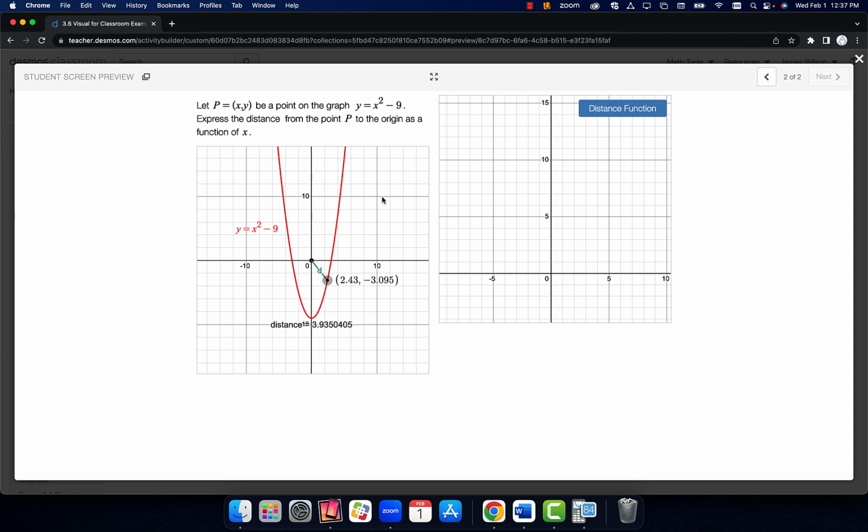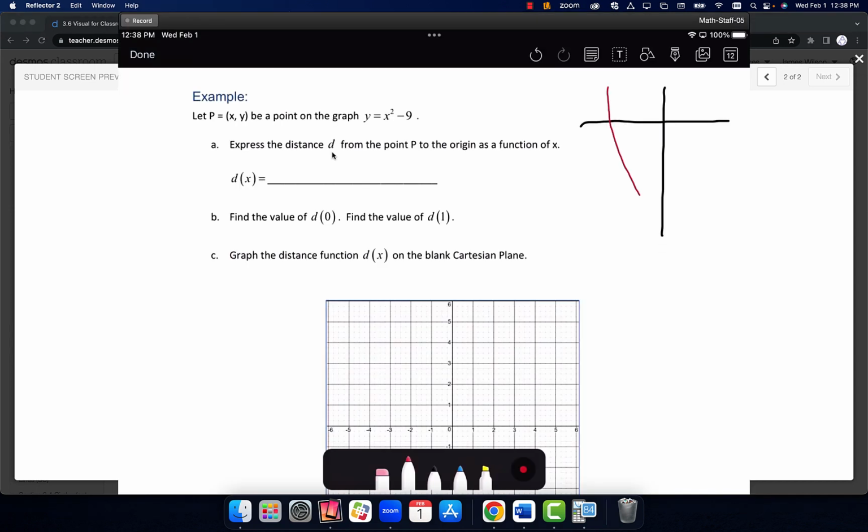So here's our quadratic. We have this random point P that is on that quadratic, and we're trying to figure out what is the distance from this point to the origin. So notice as this point moves along the quadratic, the distance from that point to the origin is constantly changing, depending on where you are on the curve. Off to the side, we can draw a sketch.